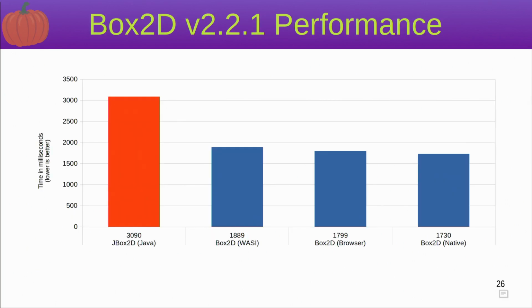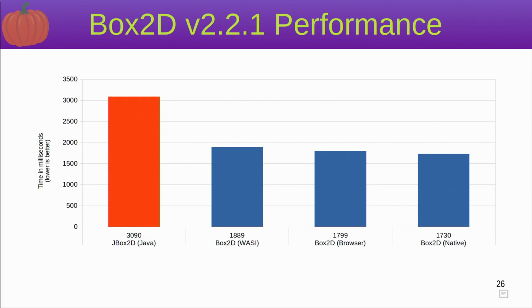So just to give you an idea of what sort of performance you can expect from WebAssembly, I created a little performance benchmark. So I took Box2D. If you aren't familiar with it, it's a physics library for games. It's normally written in C++, but they've ported it to Java and JavaScript and a bunch of other languages. So this means we can compare the performance across different languages with it.